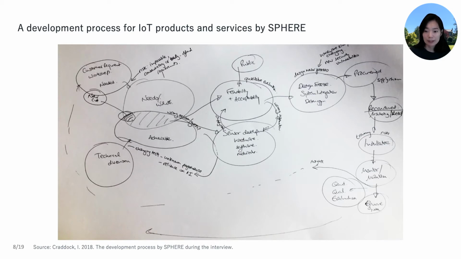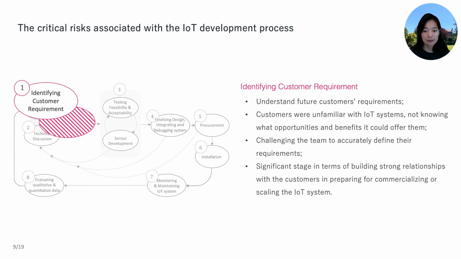The IoT development process contains 8 stages, and I will go through the stages from the beginning, which is identifying customer requirements. In the first stage, SPHERE had to understand what future customer requirements are, but it was not easy because customers were not familiar with IoT systems, not knowing what opportunities and benefits it could offer to them. Thus, it challenges the team to accurately define what their requirements are. And beyond identifying and understanding customers' requirements, it was significant to build strong relationships with the customers in preparing for commercializing or scaling up their IoT system.